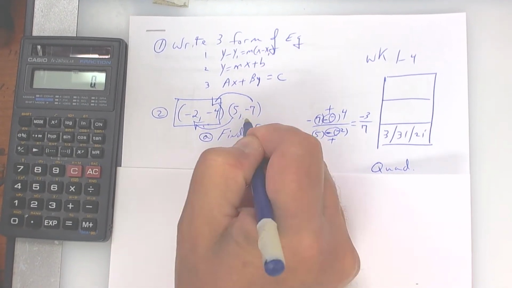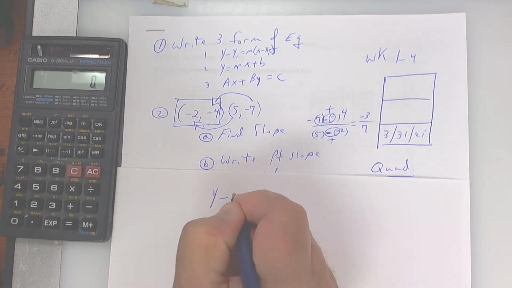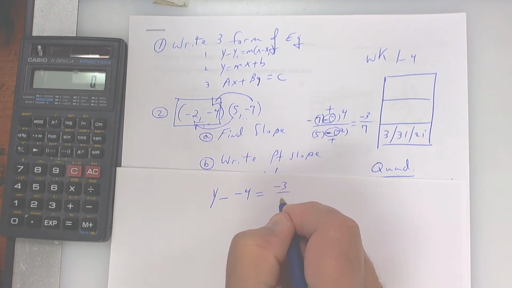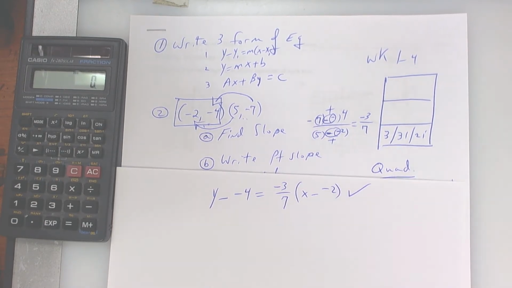To write it in point slope, I want you to use the first point. You technically could use either one, but I want you to use the first one. So it's going to be y minus your y equals your slope, and then x minus your x. And that is called point slope.